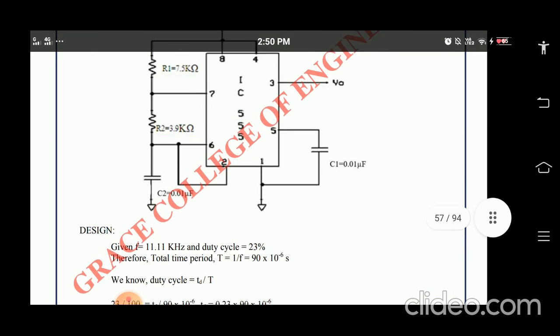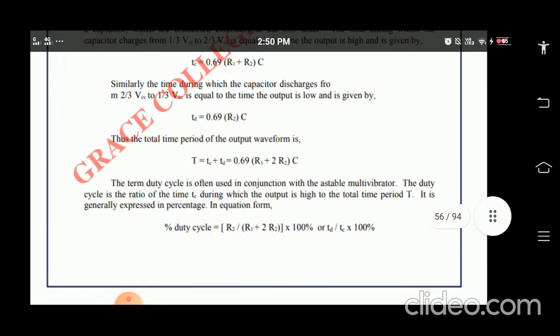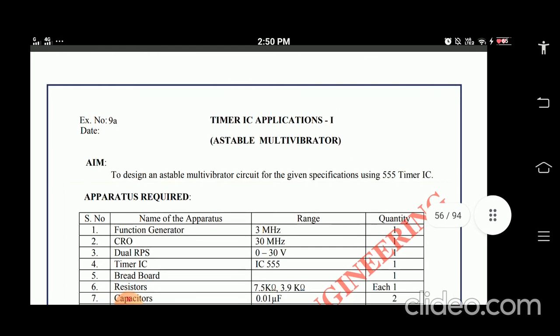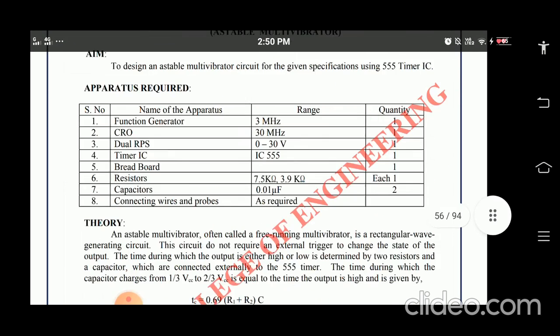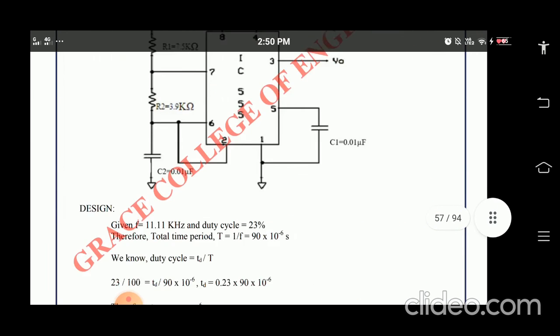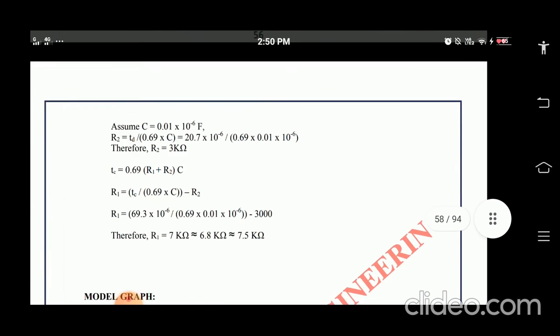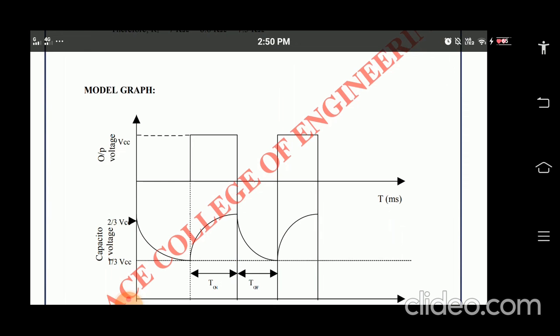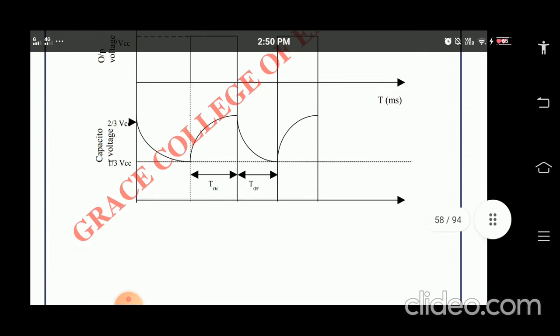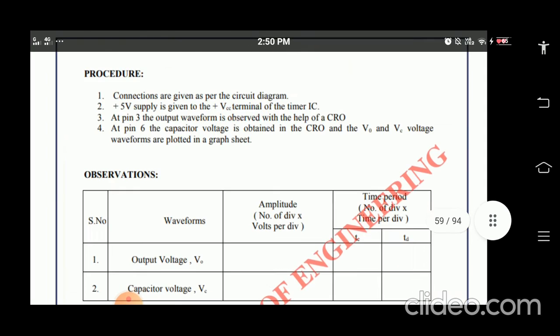This is what we want to do for this astable multivibrator. So again, the aim of this experiment is to design the multivibrator, and after designing we need to get the graph waveform like this, and from the waveform we need to fill in all the parameter measurements in the tabular column.